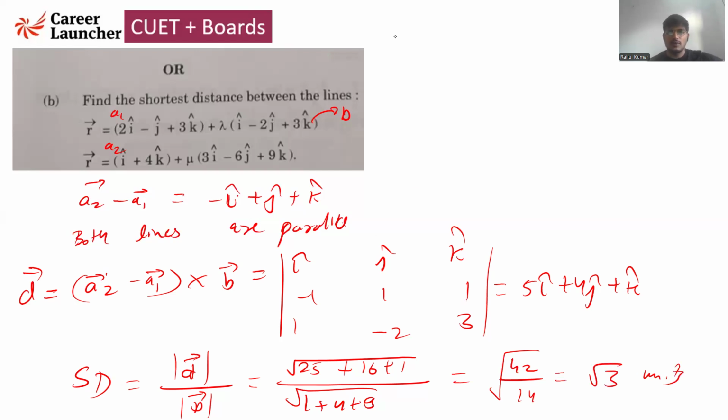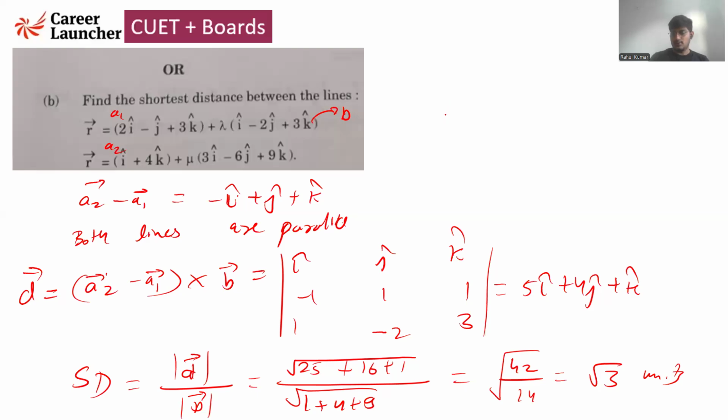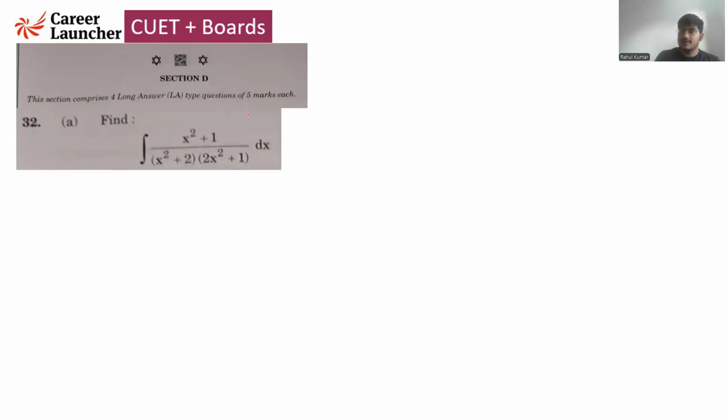Now we will move towards section D. In section D, we will have 5-marker problems, and you will get 4 questions. Let's try to solve them.